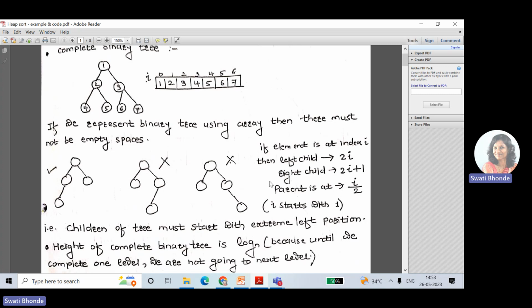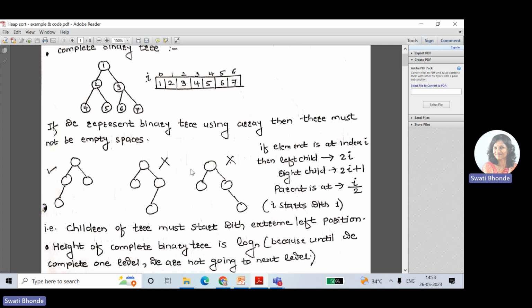If I consider the next example, here also the filling of nodes has not happened from left to right. If it would have been from left to right, then this node was expected to have a left child, but it is not so. That's why this is also not an example of a complete binary tree.